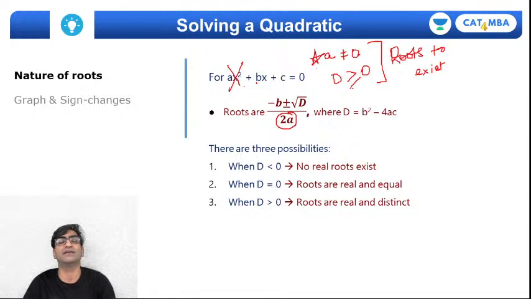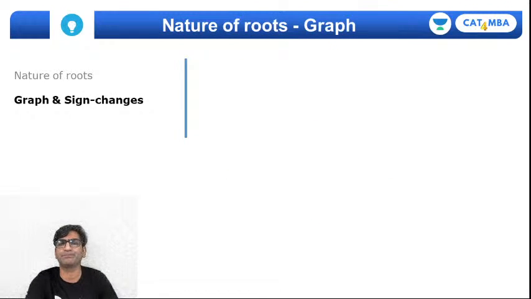Either when D is negative, the roots will not exist, the roots will be imaginary. When D is 0, then both roots will become minus b by 2a, which means both roots exist but are equal. And finally, when D is positive, the roots don't just exist, aren't just real, but they are distinct, they are different from each other, right? So unequal roots. Those are the three possibilities. We'll look at each of these possibilities in a little more detail.